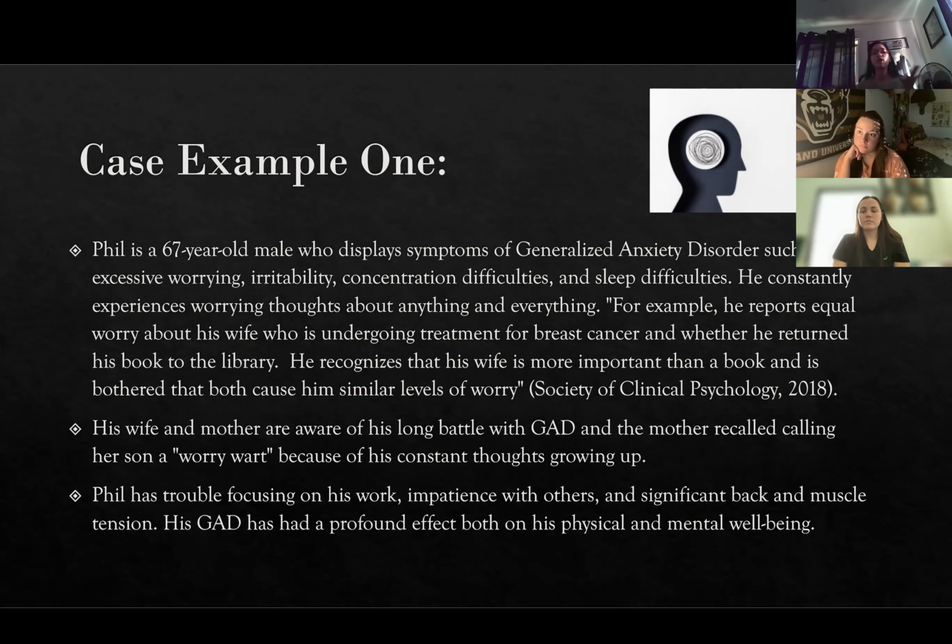In his brain, they're both at similar levels of worry. In this case, Phil has trouble concentrating and focusing at his job, and he has impatience with others. He also displays physical difficulties, like significant back pain and muscle tension. So in this case, his generalized anxiety disorder has had a profound effect not only on his mental health, but also on his physical health. In his life, his mom and his wife are both aware of his condition.